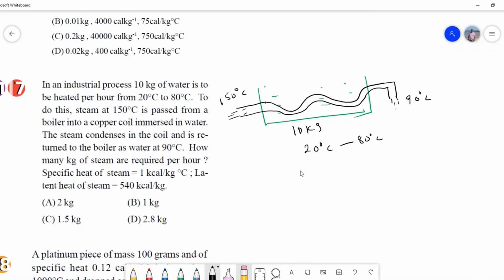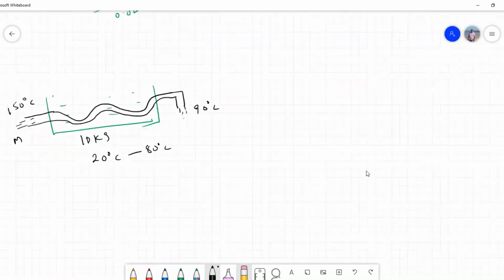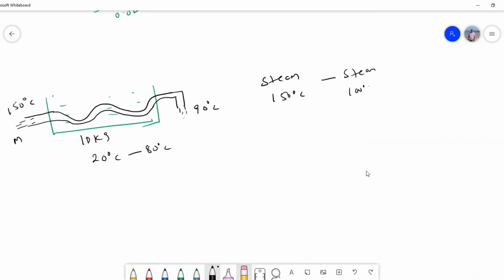How many kilograms of steam, so we don't know the mass of steam, are required per hour? Specific heat of steam is given, and latent heat of steam is also given. So here we'll find out: steam at 150 degrees centigrade first becomes steam at 100 degrees centigrade. This steam at 100 becomes water at 100. This water at 100 finally becomes water at 90 degrees centigrade.